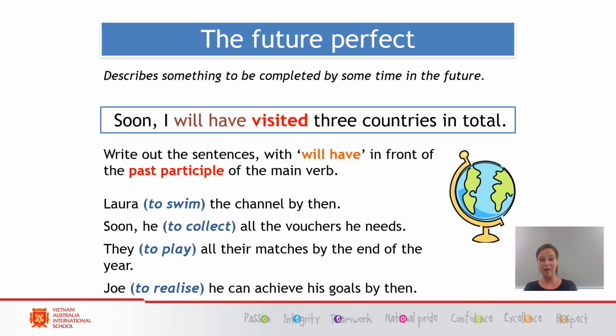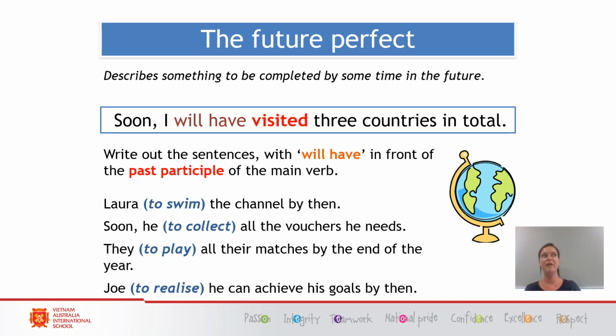So let's go through some examples as usual. I've given you the infinitive, and I would like you to make these sentences into the future perfect. Laura swim the channel by then. Soon he collect all the vouchers he needs. They play all their matches by the end of the year. Joe realize he could achieve his goals by then.